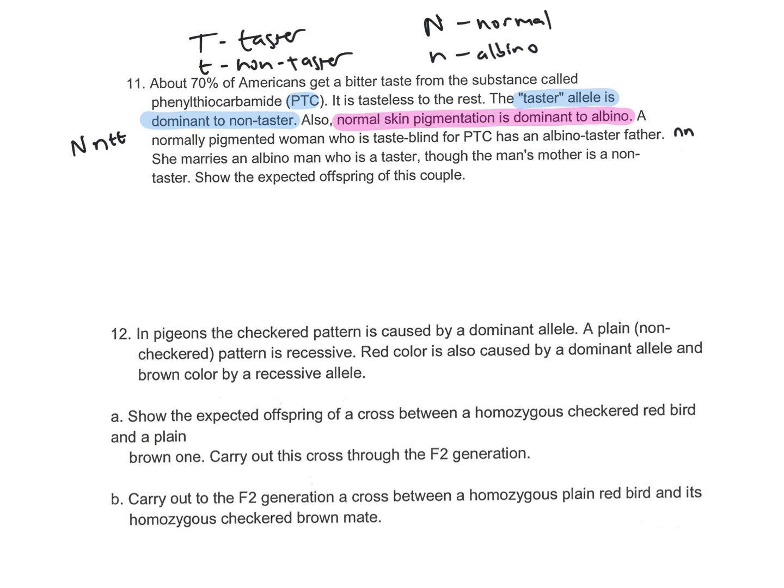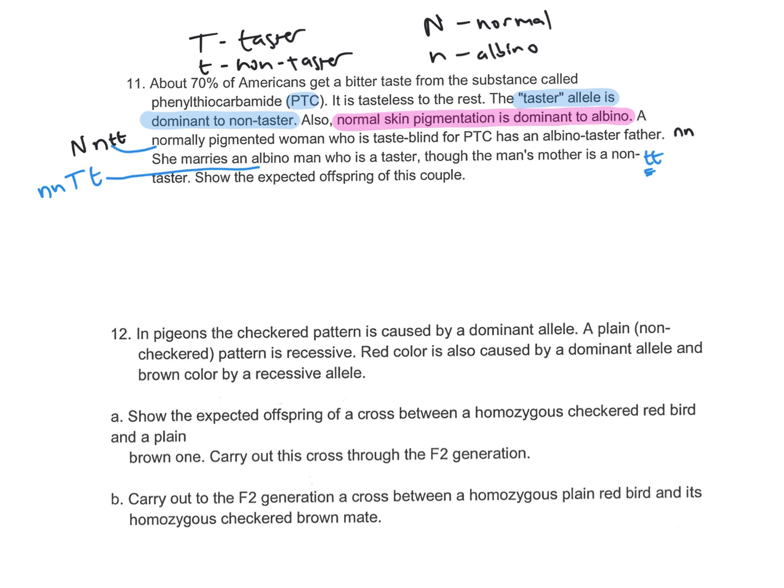So she marries an albino man. I'm going to do it in blue here. So that's going to be 2 small n's, who is a taster. So he's going to have a big T, but we're figuring out whether he has a small t, if he's going to be heterozygous or homozygous dominant for tasting. But this man's mother is a non-taster. So she has 2 small t's. The mother must have 2 small t's. So that means one of those small t's she gave to her son. So this is the man, the albino man, and this is her genotype, the normally pigmented woman.